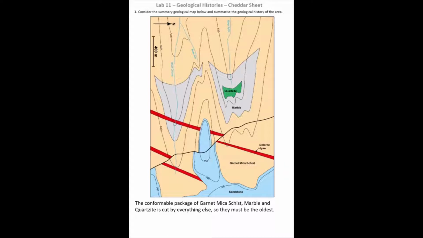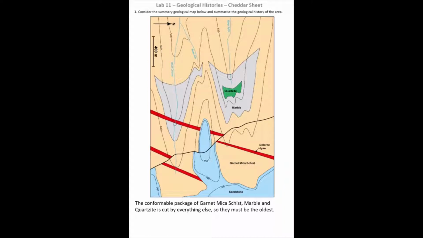So let's consider this geological map for a moment, and feel free to pause this video while you take a look at it. What we can see is a metamorphic sequence of garnet mica schist, marble and quartzite, all of which look, for want of a better word, conformable. The contact between the quartzite and the marble are parallel, or at least similar, to the contact between the marble and the garnet mica schist. So we have this sequence of metamorphosed rocks.